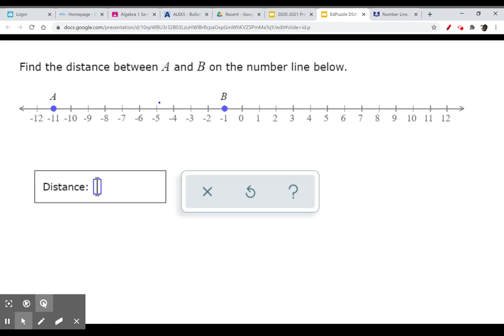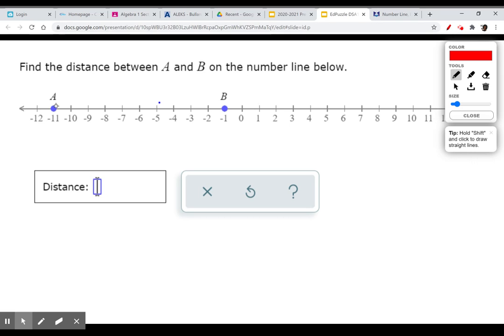Okay, next question up. Find the distance between A and B on the number line below. So I see A is plotted over here at negative 11 and B is plotted here at negative 1. Now visually it's very easy to work through this because I can say here's A, and if I'm walking from A to B, because that's what distance is really calculating.